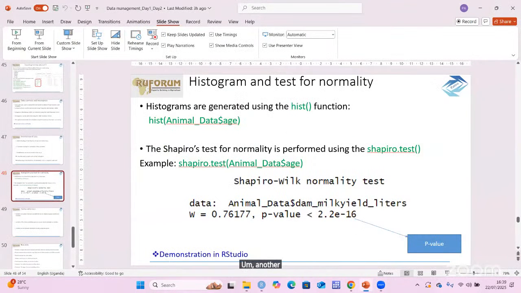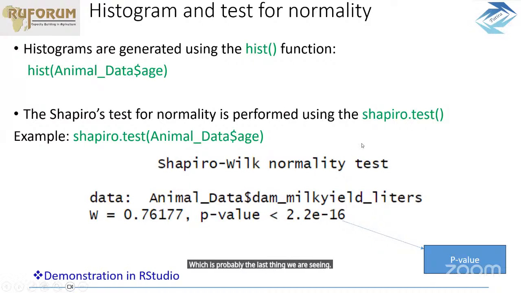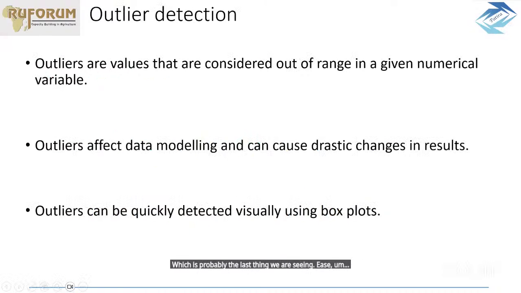Another important thing that you need to deal with, which is probably the last thing we are seeing, is outlier detection. Outliers tend to exist a lot in our data sets. They help us understand how the data was collected. They help us understand the magnitude of the data that is usable within the data set. And it's important that you know how to detect outliers and what their implication is in a data set.